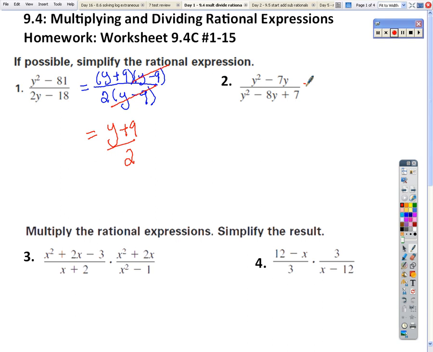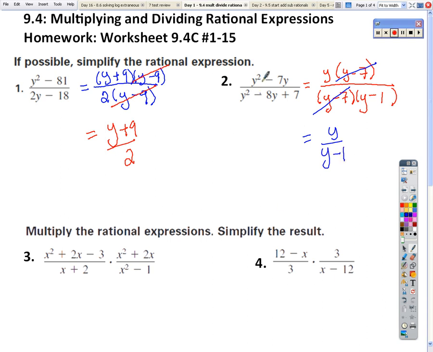Same thing for number 2. I'm going to factor out a y on the top. And on the bottom, what multiplies to 7 and adds to negative 8 would be negative 7 and negative 1. I can cancel this factor with this whole factor, and I'm left with y over y minus 1.